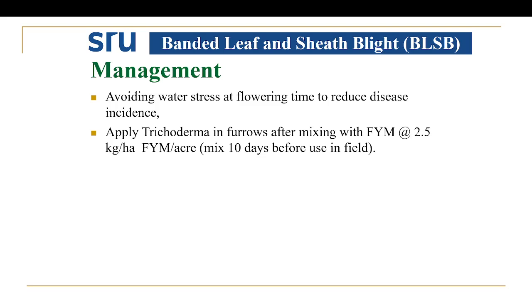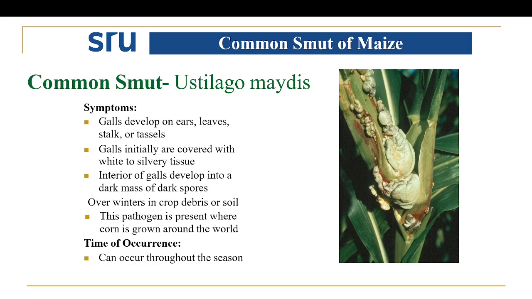Coming to management of banded leaf and sheath blight, avoid water stress at the flowering time to reduce the disease incidence. Apply Trichoderma in furrows after mixing with FYM, 2.5 kg per hectare. Or we can also go for application of Trichoderma along with vermicompost or any type of oil cake like pongamia cake or neem cake. We need to mix it 10 days before sowing in the field condition. So this is regarding banded leaf and sheath blight.